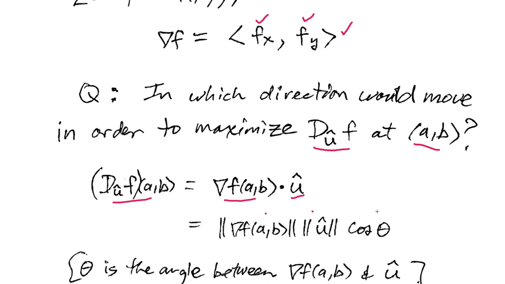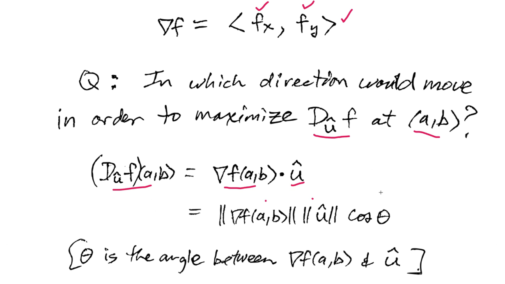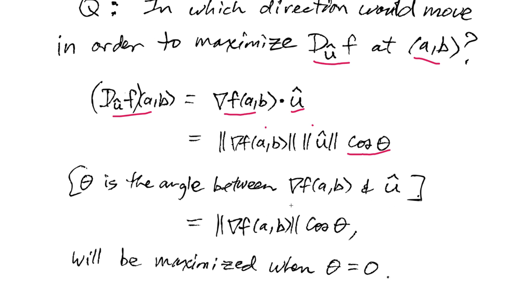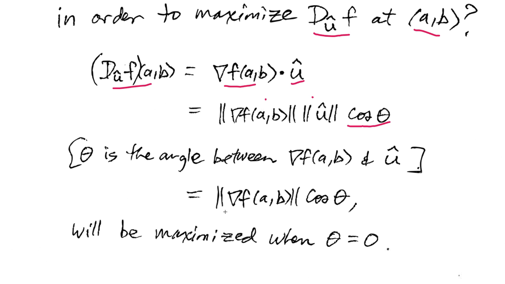Okay, alrighty, remember that? Now that would be the magnitude of the gradient at (a, b) times the magnitude of u hat times the cosine of the angle between them. The magnitude of u hat is 1 because that's a unit vector. So theta here is the angle between the gradient and u hat. This would be the magnitude of the gradient at (a, b) times the cosine of theta. So that's the directional derivative.